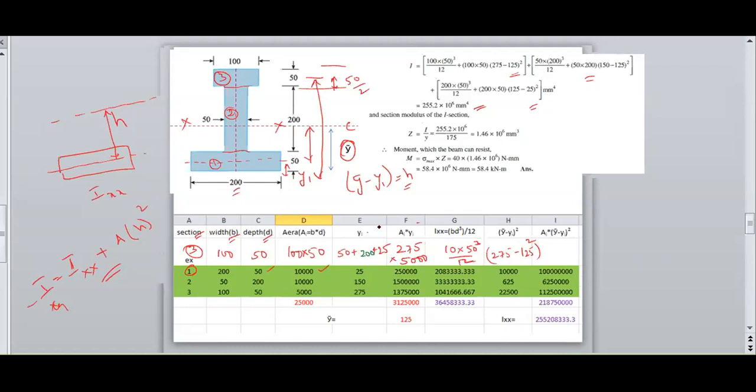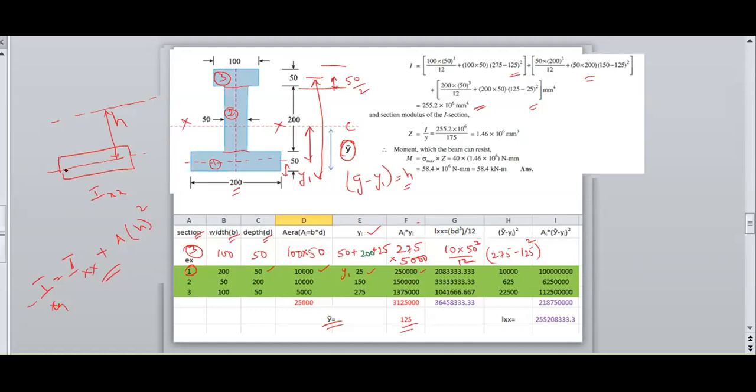Next, I need to find out the y, that is the local centroid of each and every section from the bottom. For y1, it is nothing but 50 by 2, it is 25. Next, area into y1, to find the y bar. Area into y1. So I am getting this value.